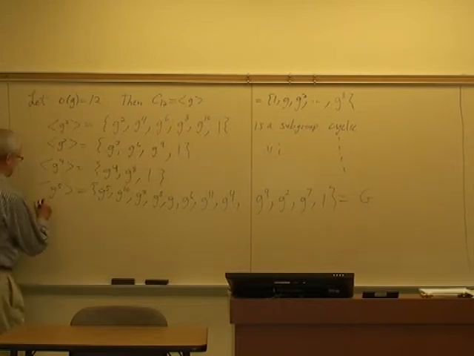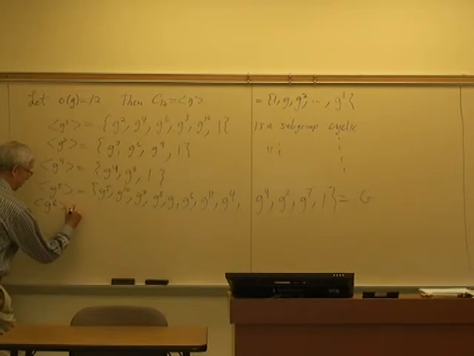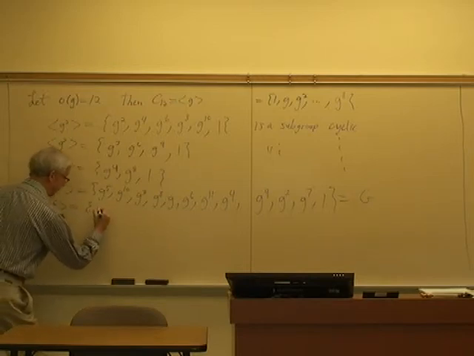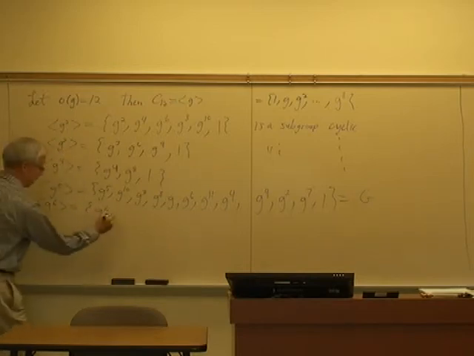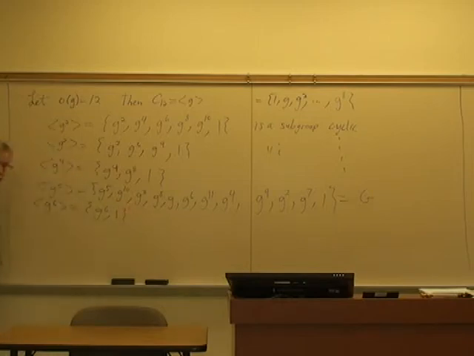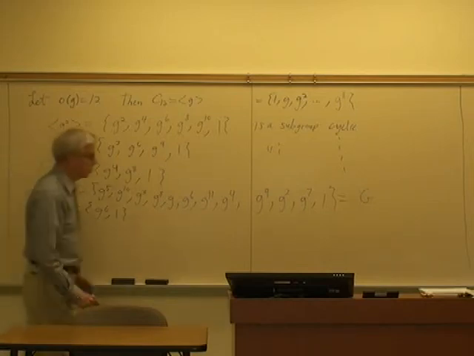Let's do one more. Well, I definitely have G to the 6th. 6 and 6 is 12. I'm done. All right, let's try one more.